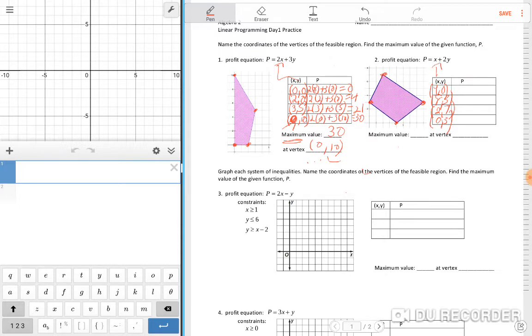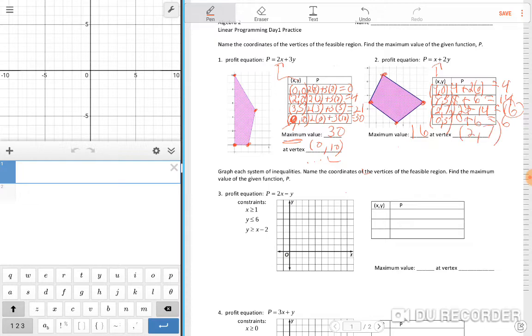If I plug in a 4 for x and a 0 for y, that's 4 plus 2 times 0, which gives me 4. If I plug in an 8 and a 3, that's 8 plus 2 times 3. So I'm going to just write this shorter because I'm running out of space. That's 6, which is 14. 2 plus 7 times 2, which is 14, that gives me 16. And then 0 plus 2 times 3, which is 6, gives me 6. So here the winning number is 16. 16 is my maximum value, and that occurs at 2, 7.